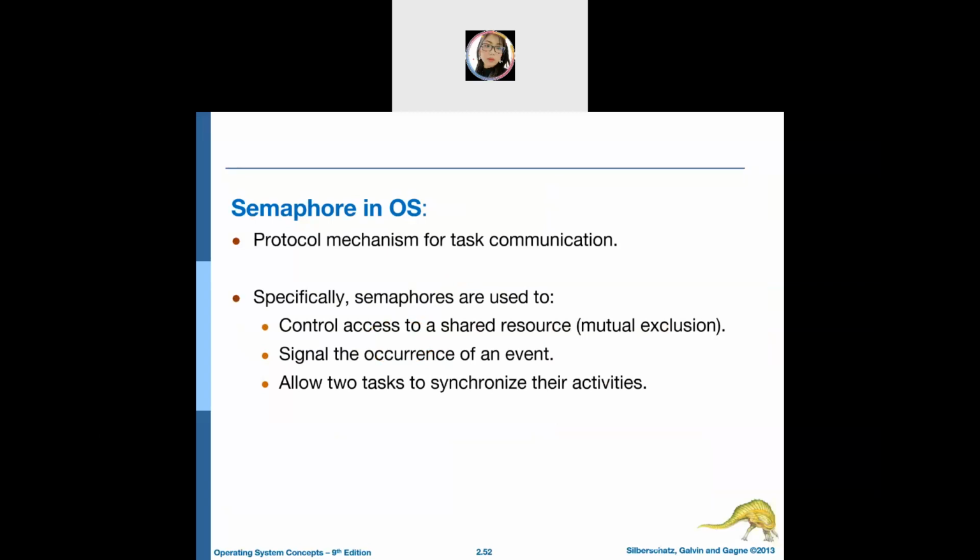Here, we apply this example in our operating system by using semaphores, which are a protocol mechanism for task communication. Specifically, semaphores are used to control access to shared resources, which is mutual exclusion. They signal the occurrence of an event, and lastly, allow two tasks to synchronize their activities. So these are the major tasks of a semaphore.